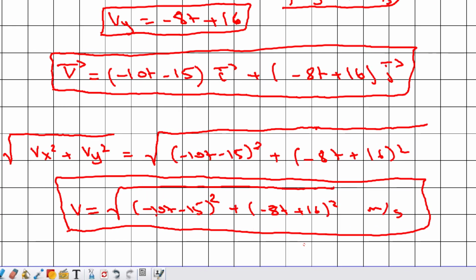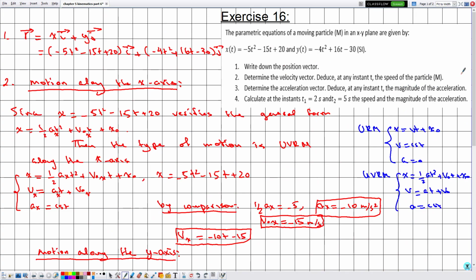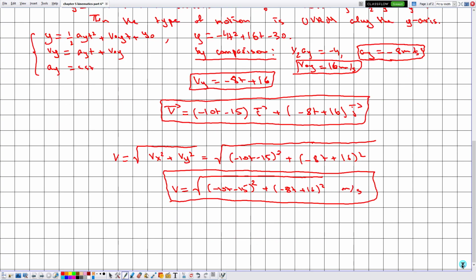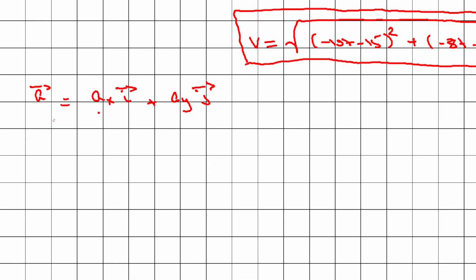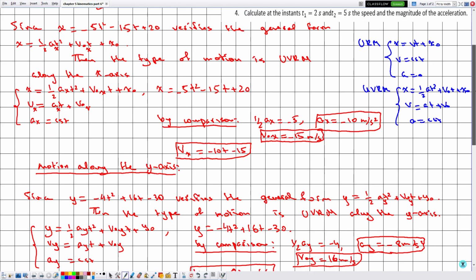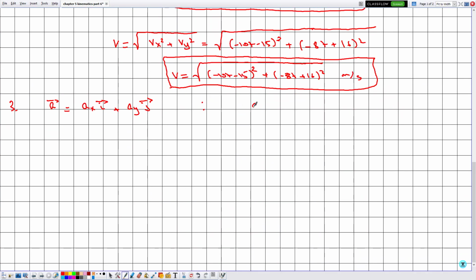So notice that here inside the square root we can expand and reduce the following two quadratic expressions. Now in number 3 they are telling me to determine the acceleration vector. The acceleration vector is given by a is equal to ax i plus ay j. Now in order to determine a, we need to determine ax and ay. Now referring back to part 2, we can notice that ax is given by minus 10 and ay is given by minus 8. So ax is equal to minus 10 meters per second square and ay is equal to minus 8 meters per second square.